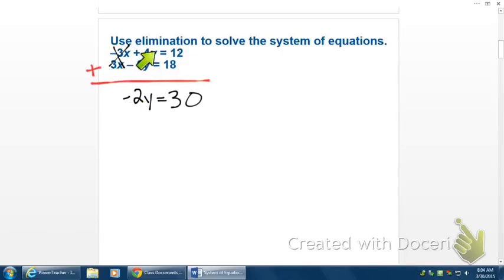So now we added 4y and the negative 6y. We added the 12 and the 18. So the next thing we'd have to do is what, somebody? It doesn't matter who. Divide both sides by negative 2. Okay. And we would get y equals negative 15.